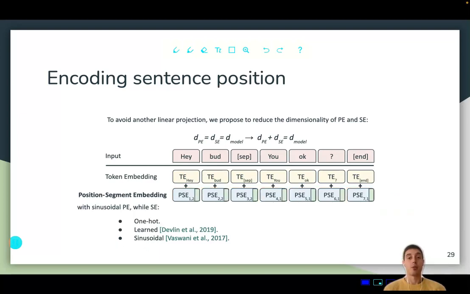In this way, we can represent in a vector of dimensionality D model position embeddings in the first part of the dimensions and segment embeddings in the second part of the dimensions. For example, if we use D model equal to 512, we could use 508 dimensions to encode positions and 4 dimensions to encode segment embeddings.